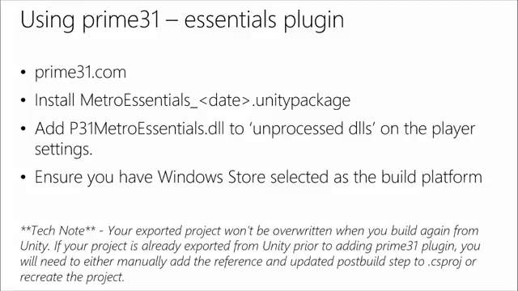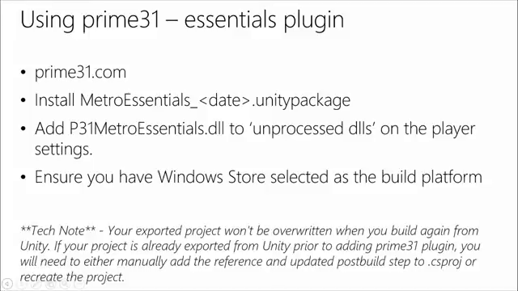Okay. So the Prime 31 plugins come down as a .unitypackage file. Double-click on it, it goes into your project. Now, last session, you were showing that with Azure, you had to add the P31 Metro Azure DLL. Yes, correct, to unprocessed DLLs. In this case, it's slightly different. We need to do this one as well, the P31 Metro Essentials DLL, and we'll look at what that looks like inside of Unity. And ensure you have Windows Store selected as what you're building to. This does not run in the editor. This is meant for when you do your actual build because this calls into a platform-specific API.